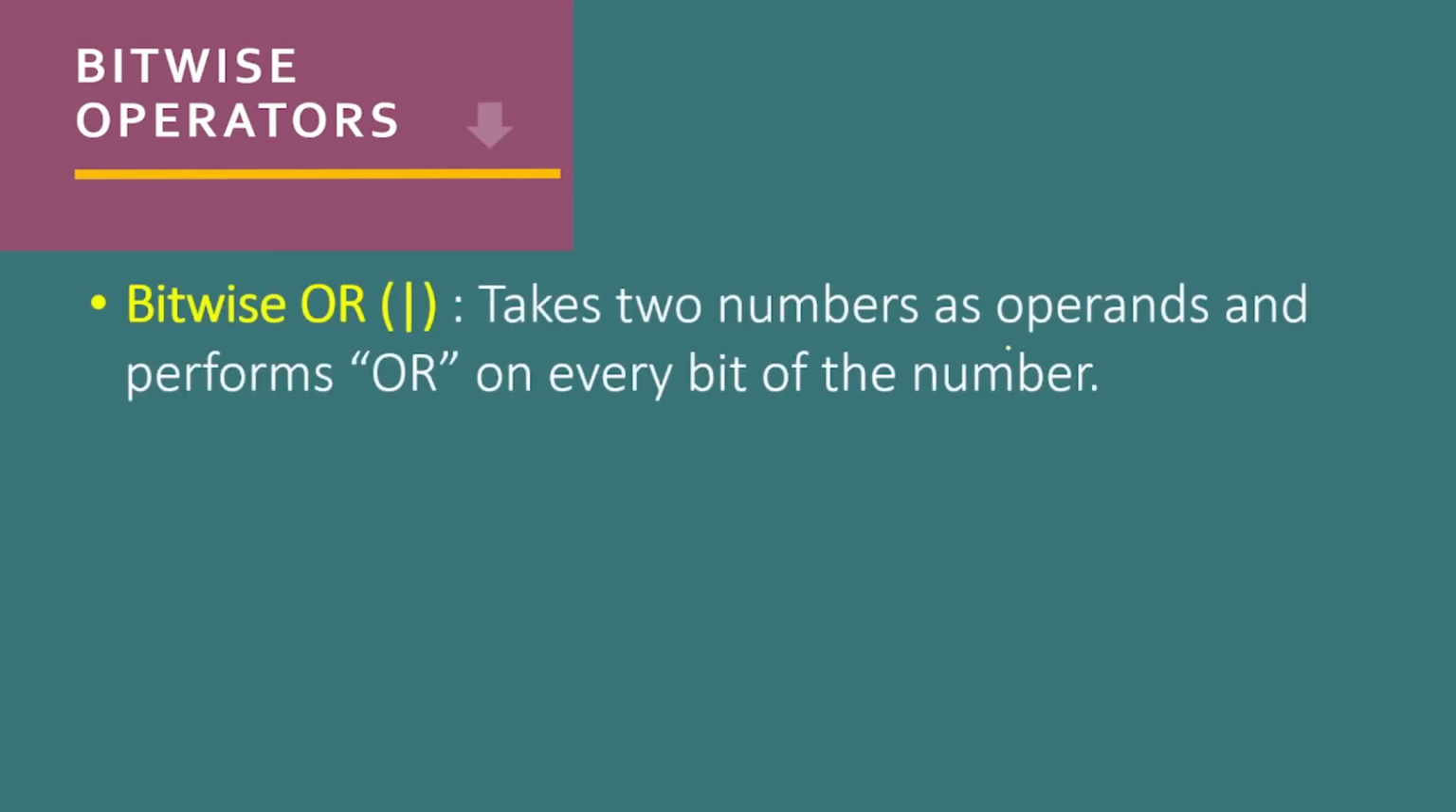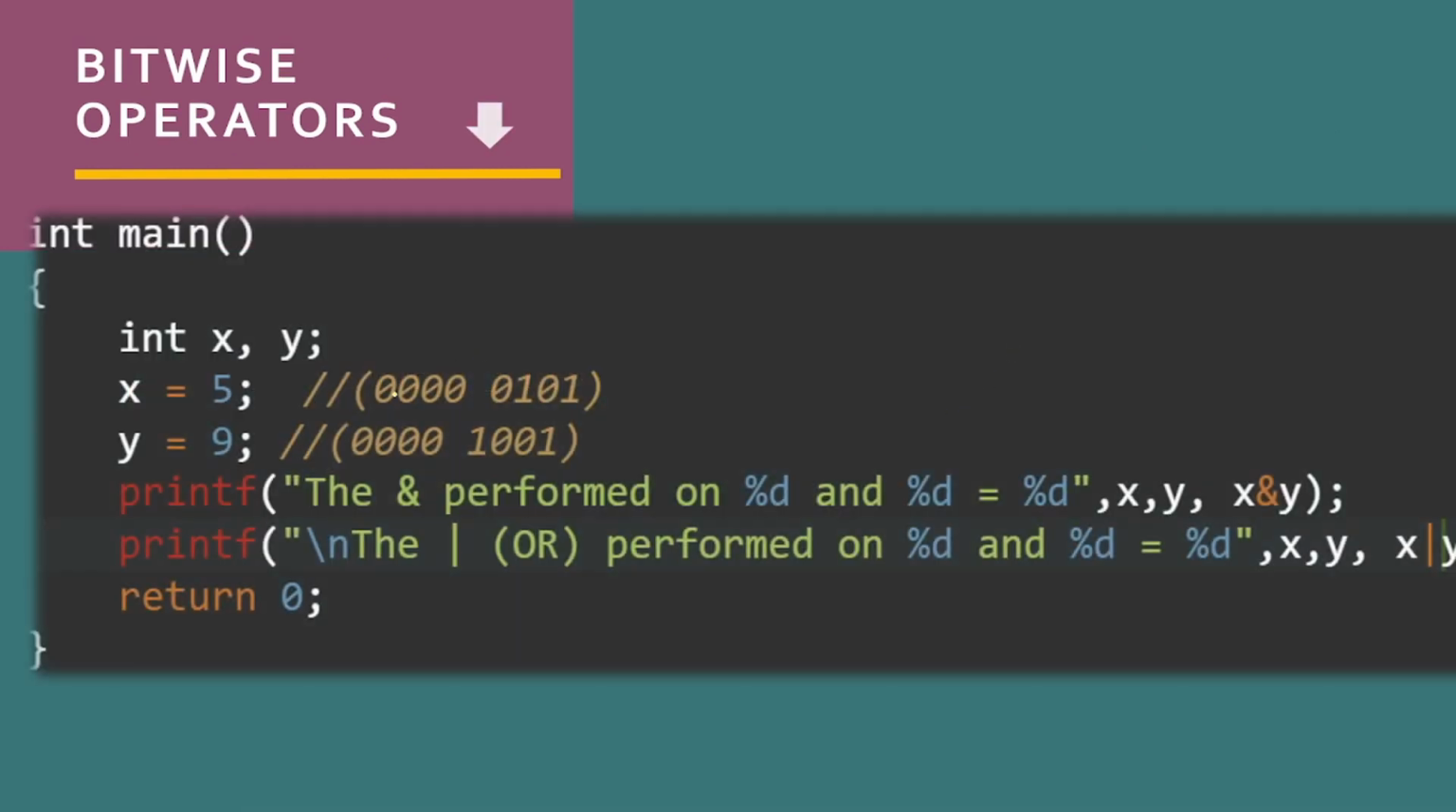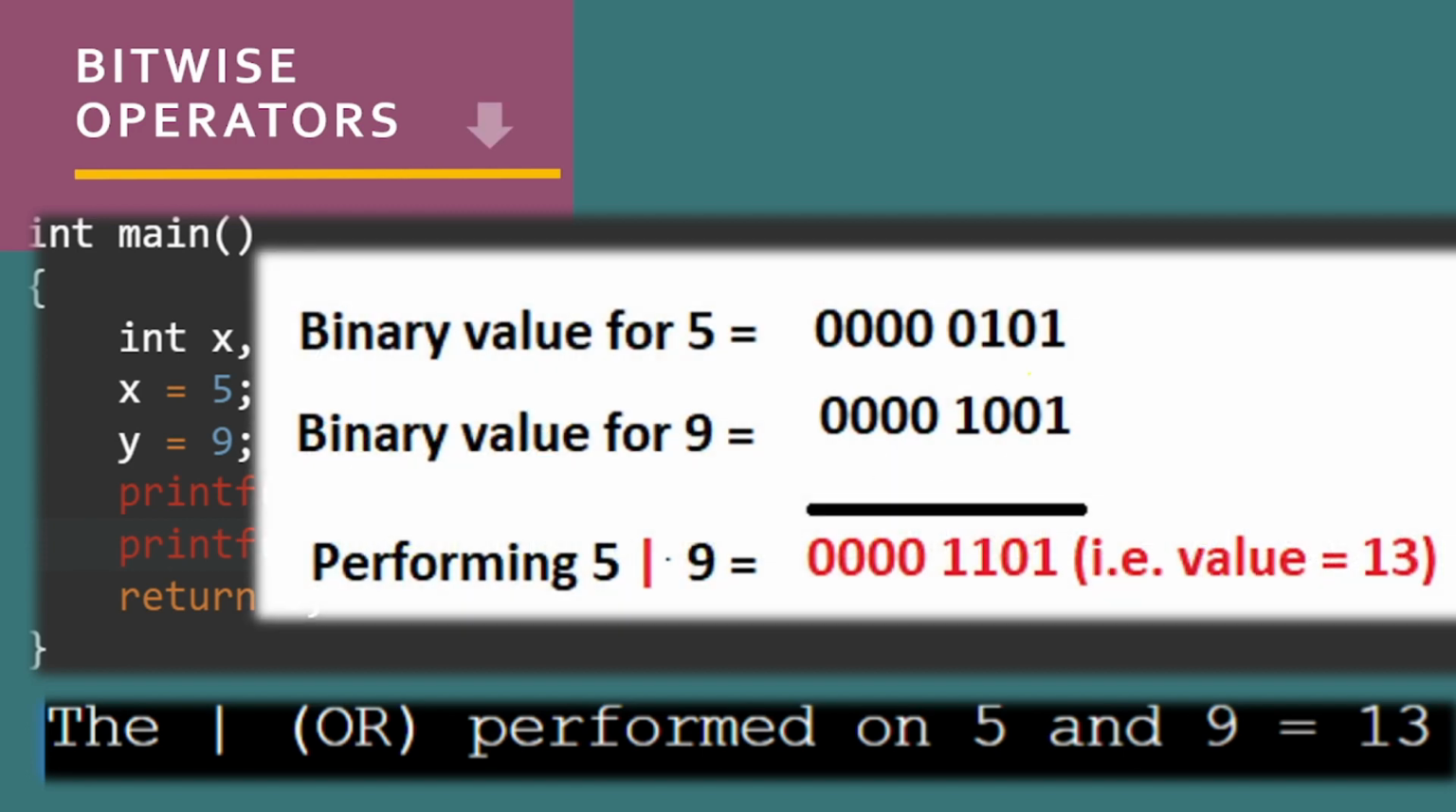Talking about OR, this performs the OR operation on the bits. So again, same example. You see this is 0, 0, 0, 0, 0, 1, 0, 1, and 0, 0, 0, 0, 1, 0, 0, 1. Now this becomes 13.